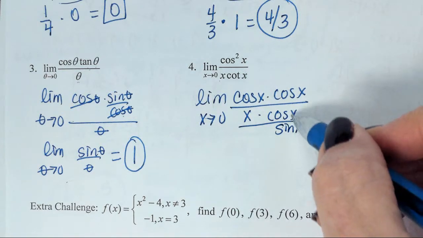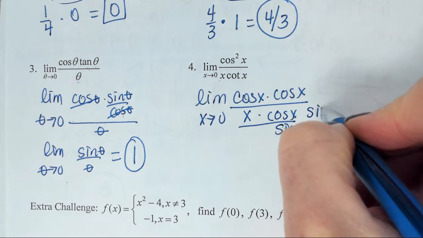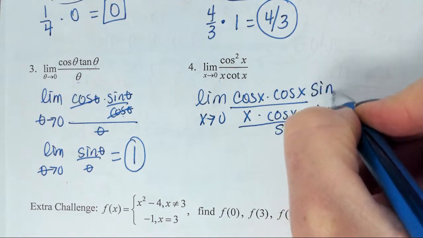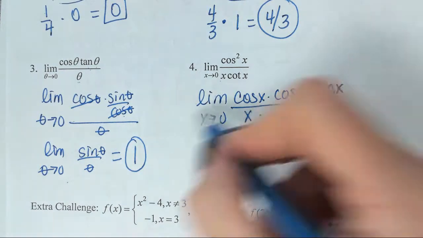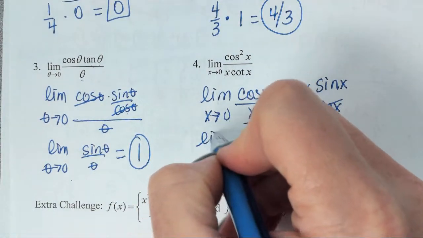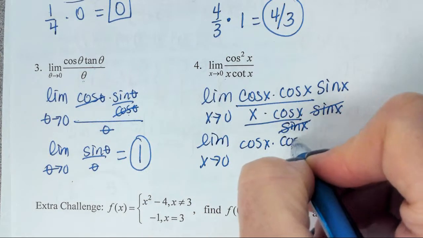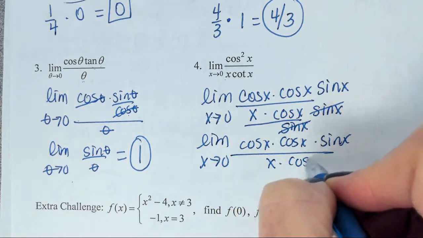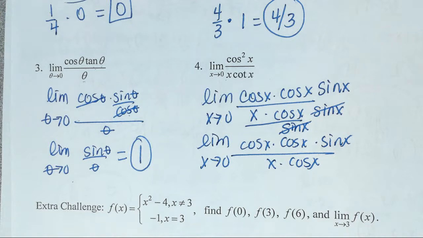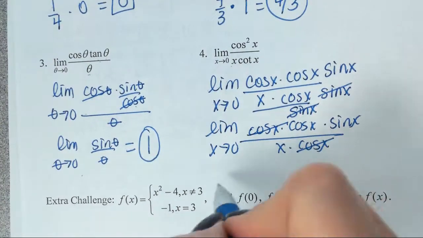Well, I don't want to have this complex fraction here in the denominator. So I'm going to multiply by sine here, and I'm going to multiply by sine here. So that gets rid of that sine there, and now I don't have a complex fraction. This is what I've got. I've got cosine times cosine times sine times x times cosine. What do we do now, guys? Cancel out the cosines.